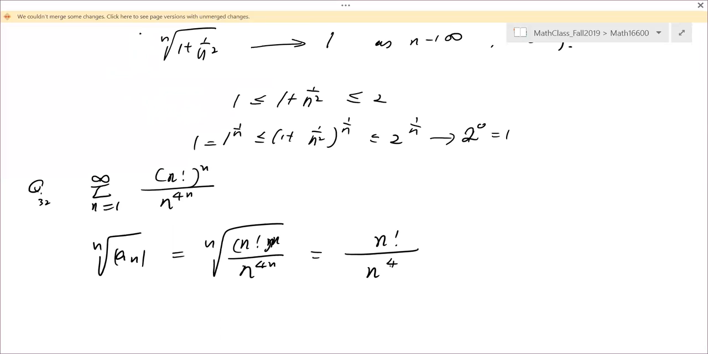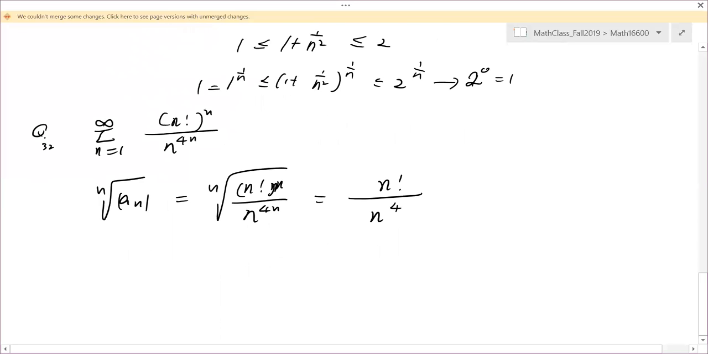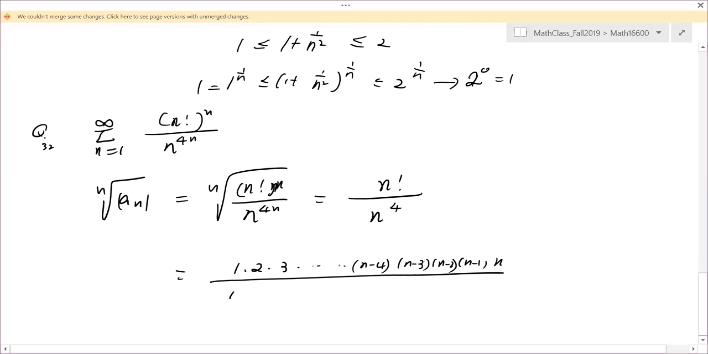This limit is obvious. It's infinity. Why? n factorial must go to infinity. Let's take 4 terms. This is 1 times 2 times 3 times... many terms. Here's n, n minus 1, n minus 2, n minus 3, then you have n minus 4, and then here's n, and you only have 4n here.